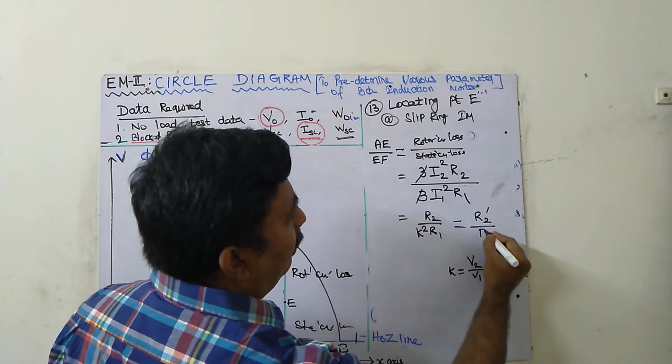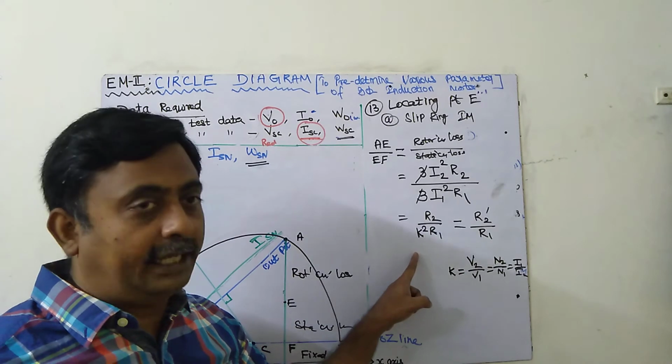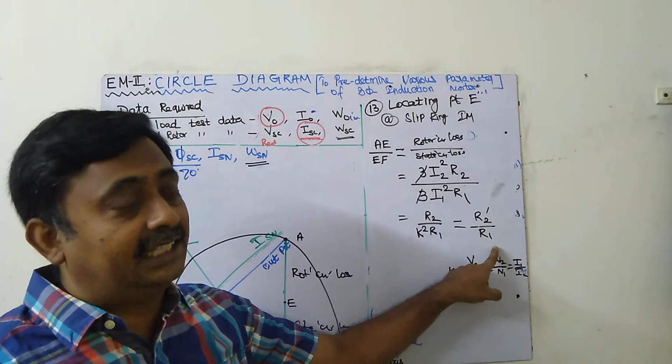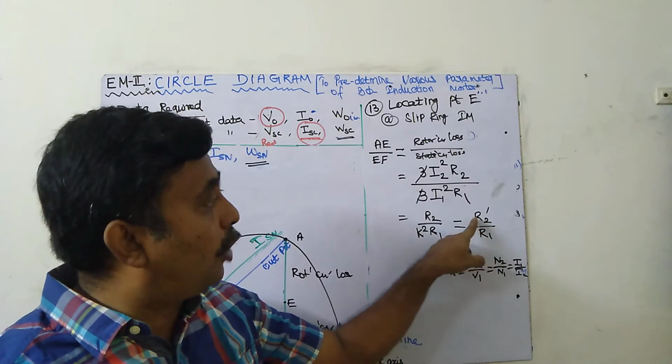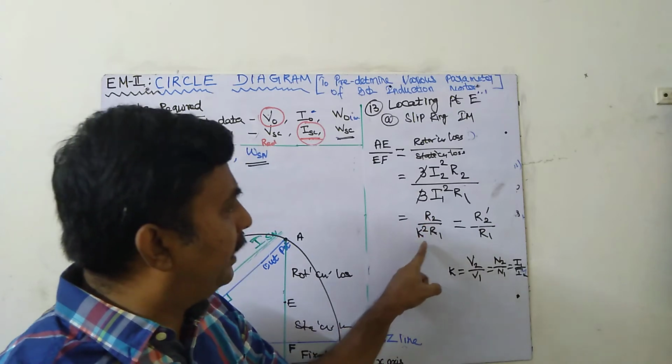Do you remember the equivalent circuit? I think we remember what R2 dash is: R2 divided by K square, the rotor resistance referred to the stator. And R1 is the stator resistance. R2 dash is rotor resistance divided by K square. Otherwise, leave this: R2 divided by K square into R1.